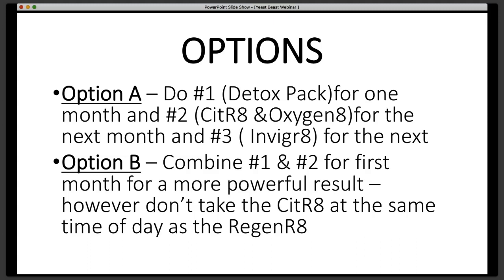Or option B is to combine 1 and 2 for the first month for a more powerful result. That is, you do the detox pack and the citrate and the oxygenate all in the first month. But don't take the Citra 8 at the same time of the day as the regenerate. Best time for your regenerate is first thing in the morning, and take your citrate at least an hour afterwards, because the citrate may influence the effectiveness of the probiotic. So just to get the maximum value from your regenerate, don't take them at the same time. A little tip there for you.